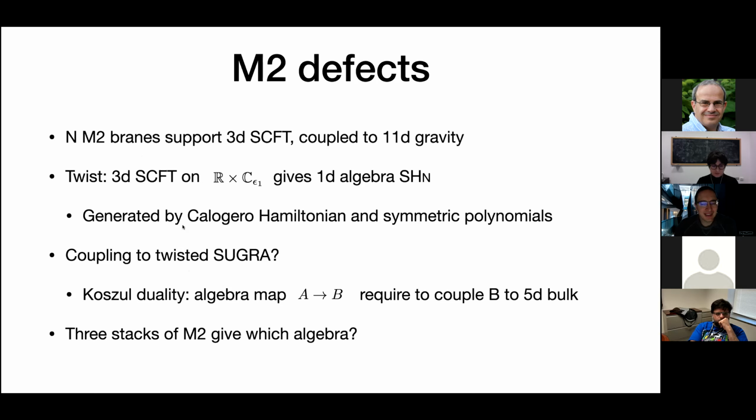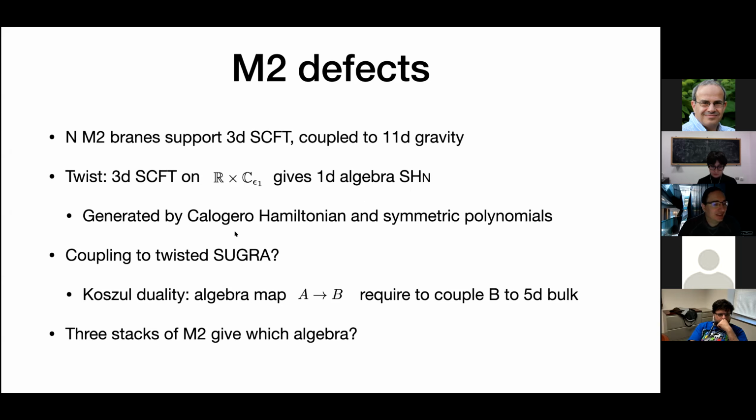One way you can think about it is that you can take the Calogero Hamiltonian describing the motion of n particles and take the symmetric polynomials in these n positions and just take commutators of these two things, this infinite collection of symmetric polynomials and the Calogero Hamiltonian. And you get a variety of differential operators of all possible degrees, many of which actually happen to commute with each other and give the higher Hamiltonians of the Calogero model. The whole algebra of these operators is this spherical Hecke algebra.